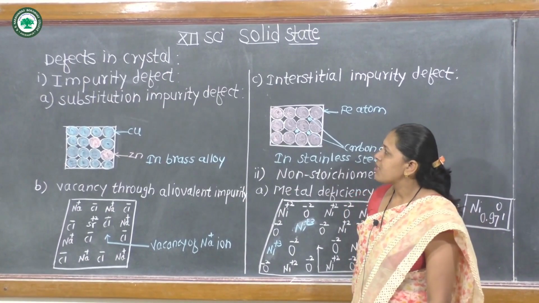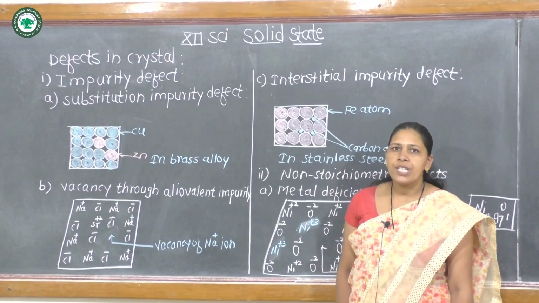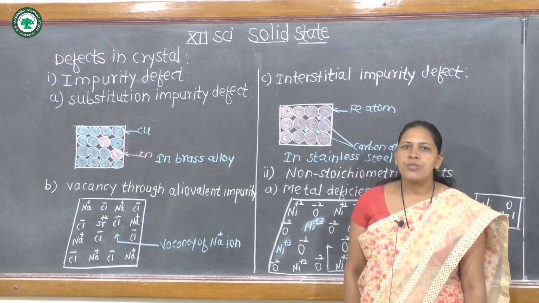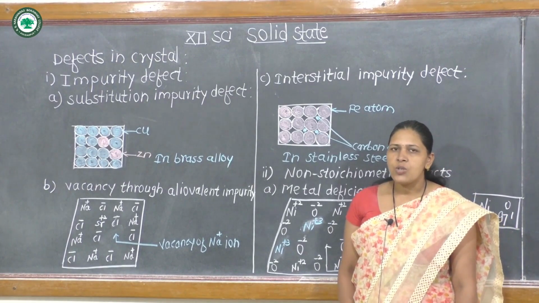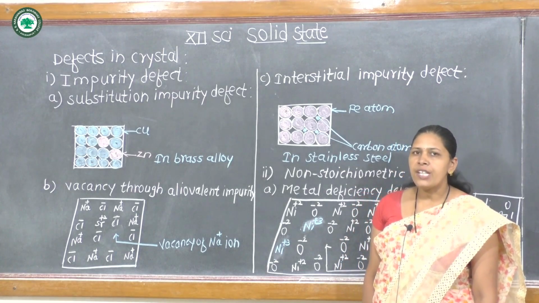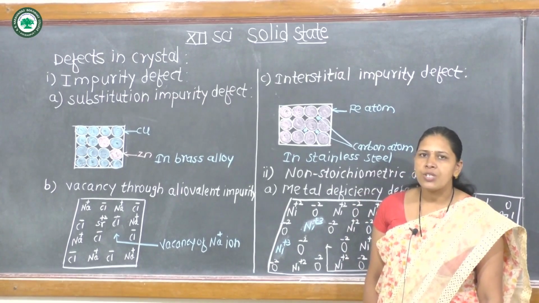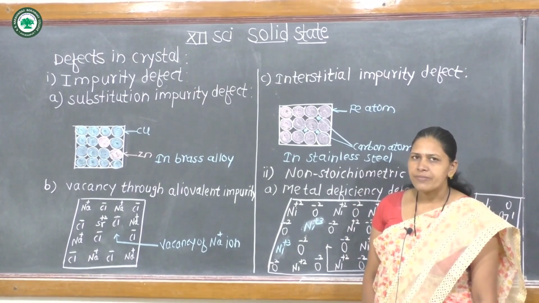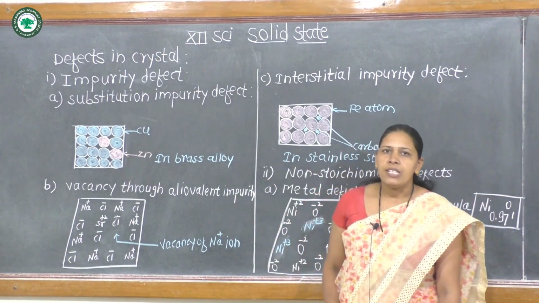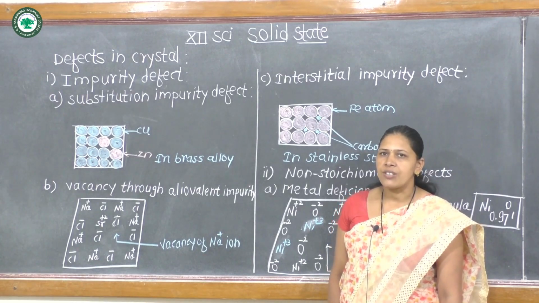For example, the first type of impurity defect is substitution impurity defect. The best example for substitution impurity defect is solid solutions of metals, that is alloys. Different alloys are examples of substitution impurity defect. First example, brass alloy. It is an alloy of copper and zinc.